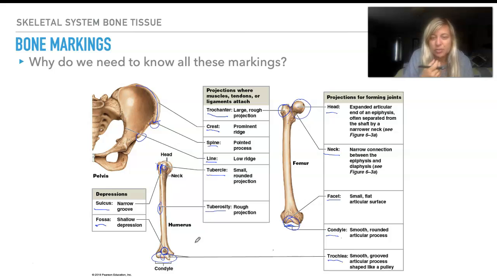So for now, if you're just kind of familiar with what some of these terms mean, we'll get into the specific ones that you need to know on individual bones coming up in the next modules. And that's it for today.